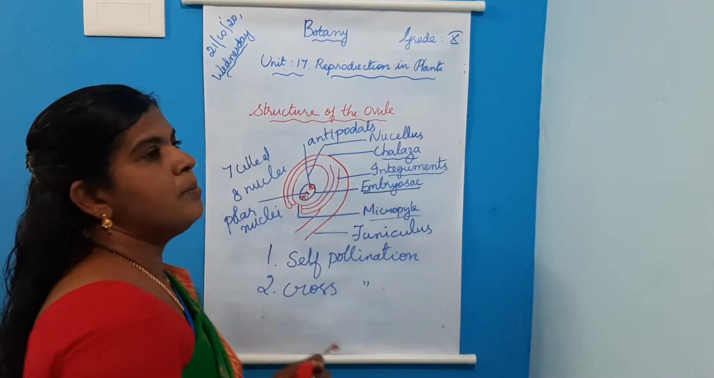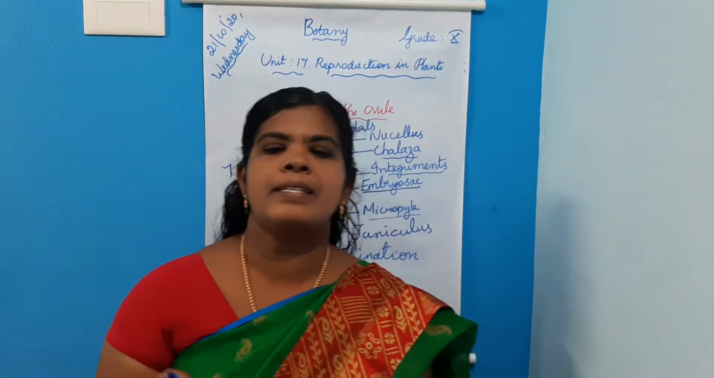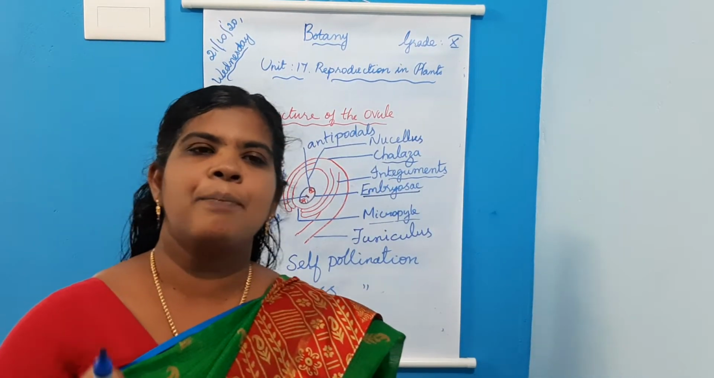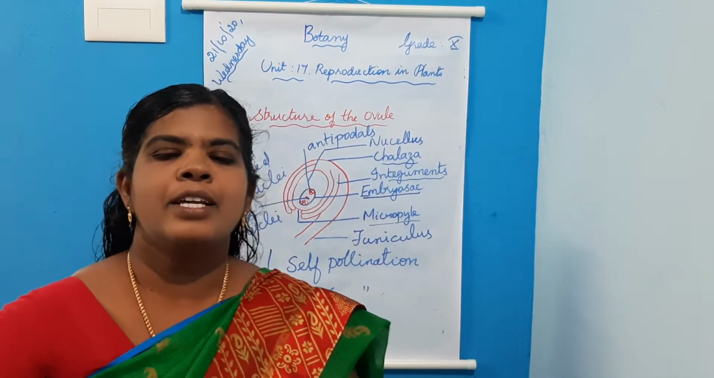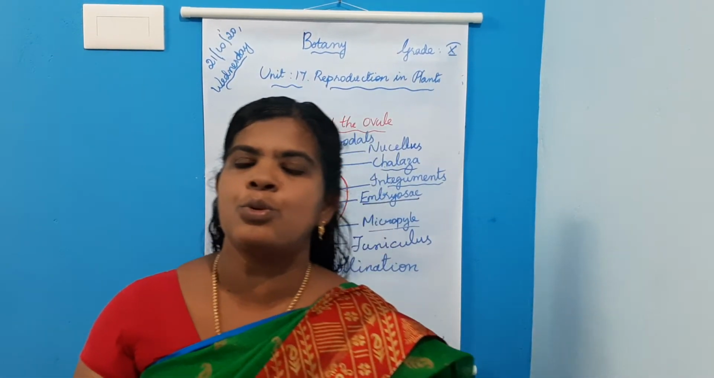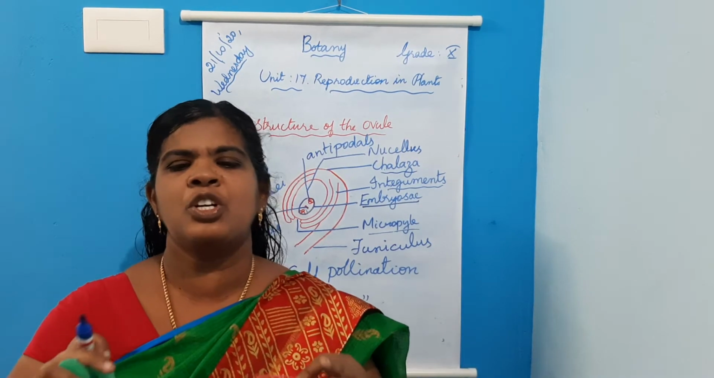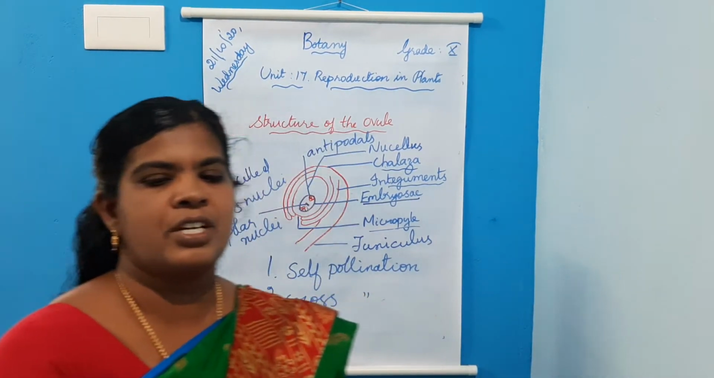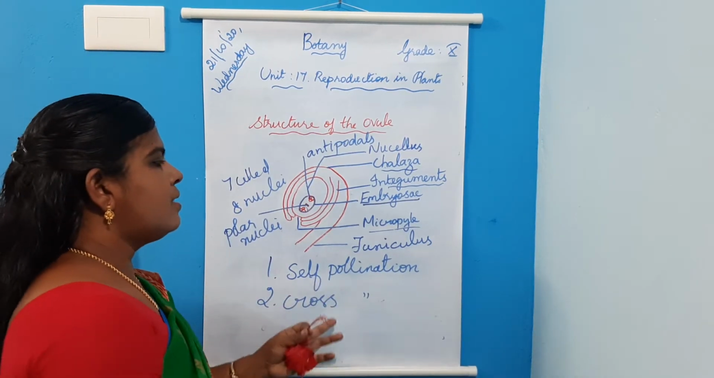So, pollination is important. Why is it important? It results in fertilization, which leads to the formation or development of fruits and seeds. New varieties of plants are also formed through new recombination of genes, or new combinations of genes, due to cross-pollination. There are two methods of pollination.